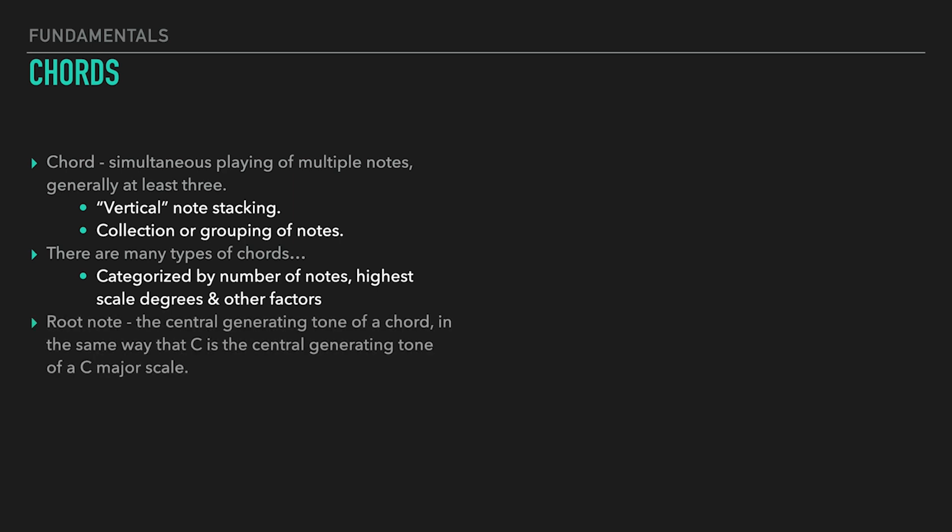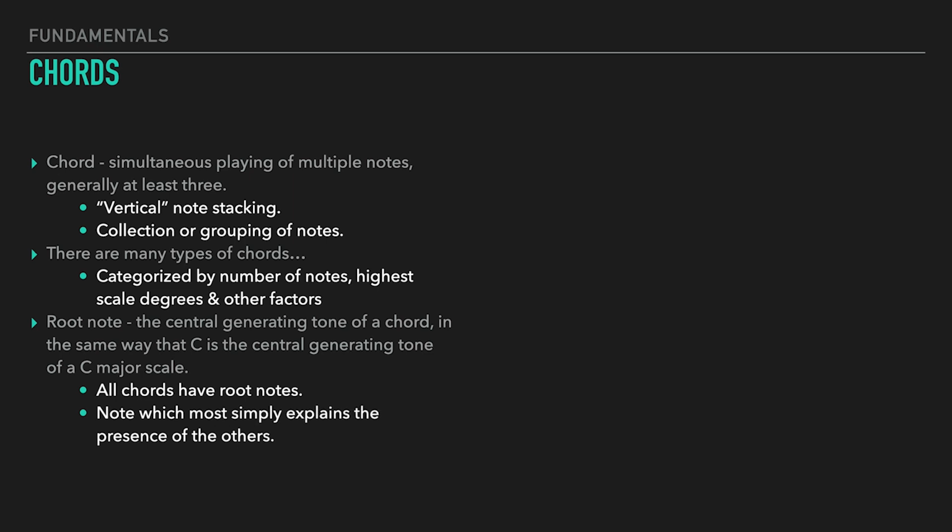So the root note. This is the central generating tone of a chord, in the same way that C is the central generating tone of a C major scale. All chords have root notes, and it's the note which most simply explains the presence of the others. It gives the other notes their meaning. The root is not always in the bass. Bass in the context of a chord just means the lowest pitch of that chord, the bass note.